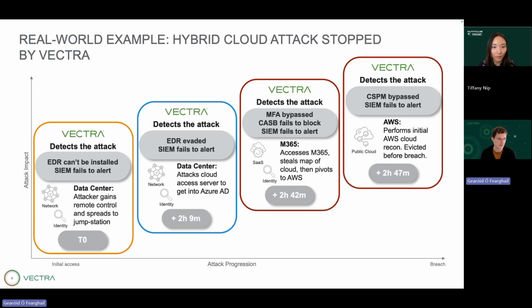There was no EDR they could stick on it. The key point, though, is that from that place, they were able to find a jump station that they were able to spread to. And they were then able to access an account from there and work through into the cloud. This is a real attack that we've seen, which involved multiple hosts and involved multiple different hybrid or different attack surfaces as well. It was a hybrid attack moving into the cloud that was stopped actually by Vectra.